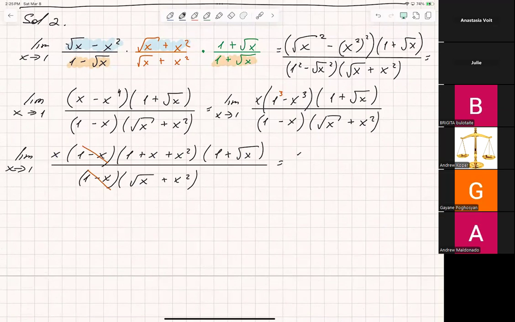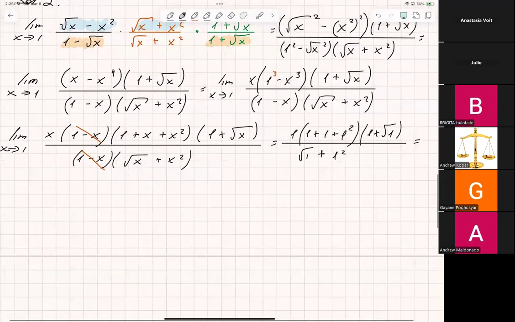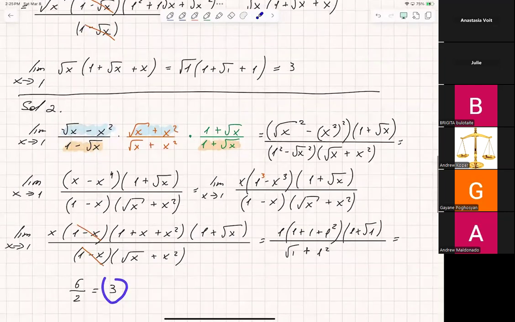Okay, and I will have 1 times 1 plus 1 plus 1 squared, then 1 plus square root of 1, and in the denominator I have square root of 1 plus 1 squared, which is, let me see, 1, 2, 3, 3 times 1, 2, that's 6, divided by 1 plus 1, that's 2, right? So again, we have 3. So that's the same solution that we have in both cases, right?